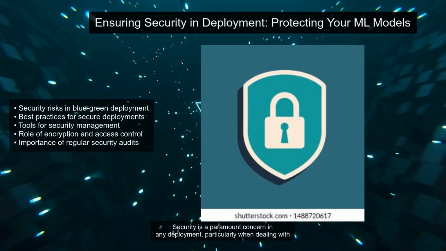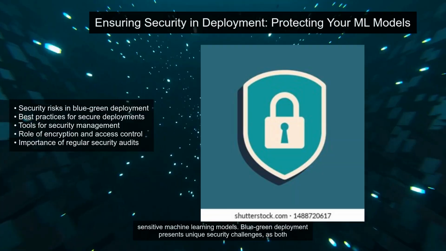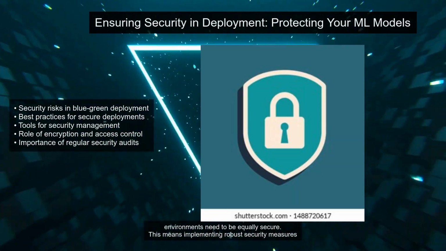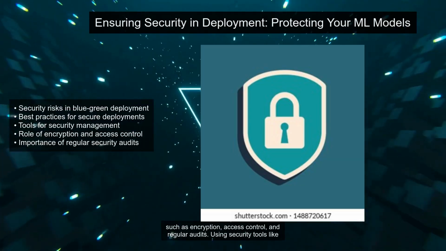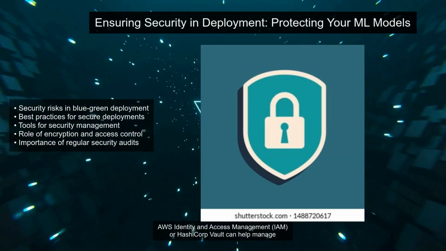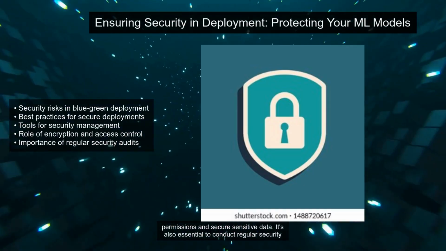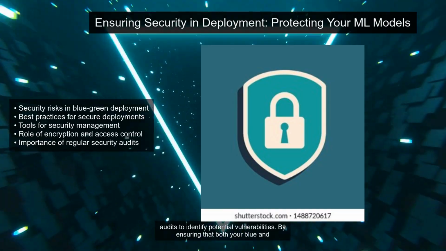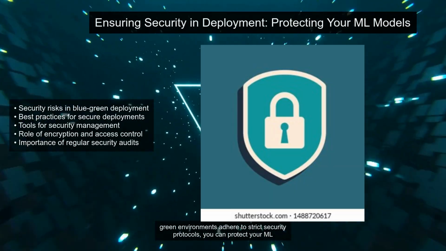Security is a paramount concern in any deployment, particularly when dealing with sensitive machine learning models. Blue-green deployment presents unique security challenges, as both environments need to be equally secure. This means implementing robust security measures such as encryption, access control, and regular audits. Using security tools like AWS Identity and Access Management, IAM, or HashiCorp Vault can help manage permissions and secure sensitive data. It's also essential to conduct regular security audits to identify potential vulnerabilities.